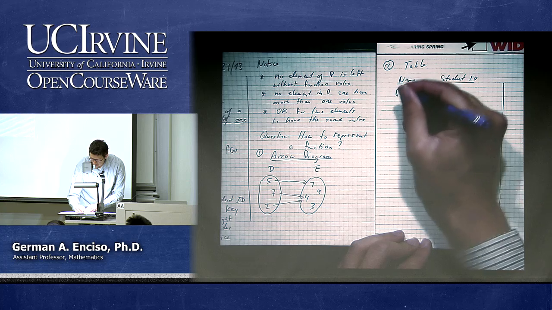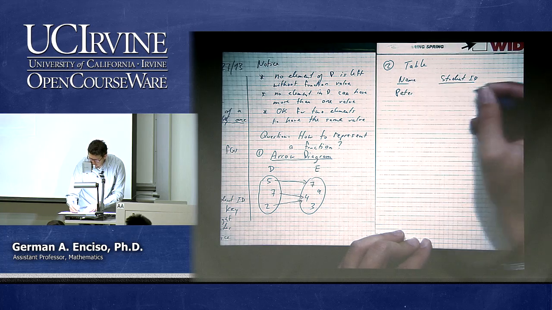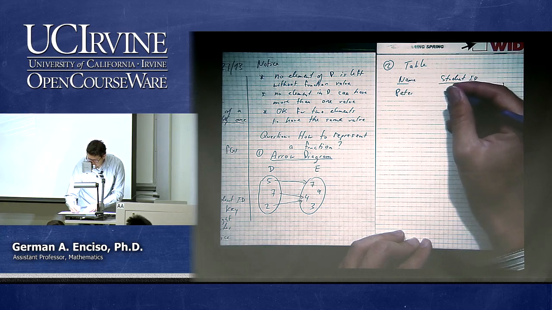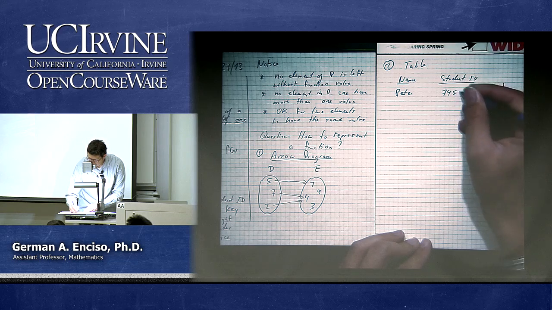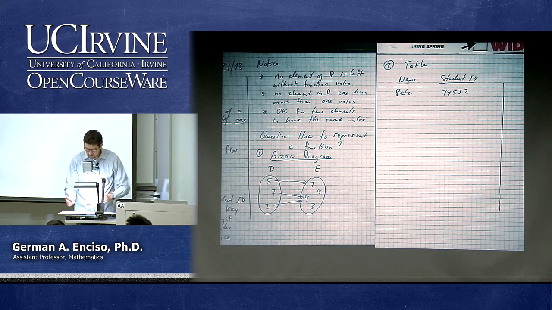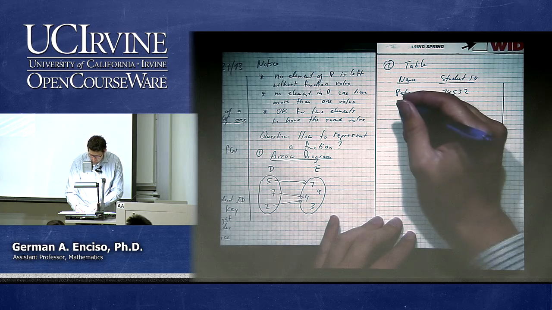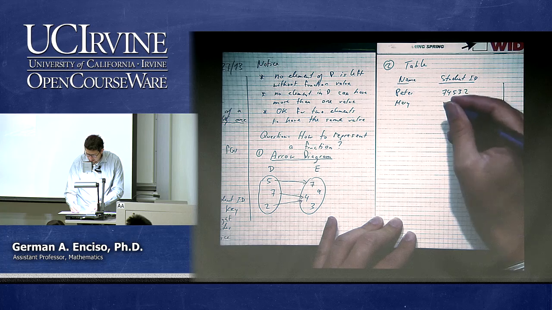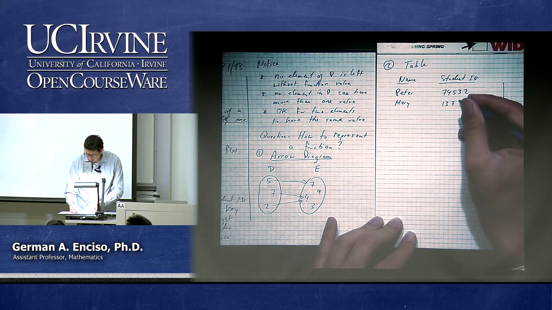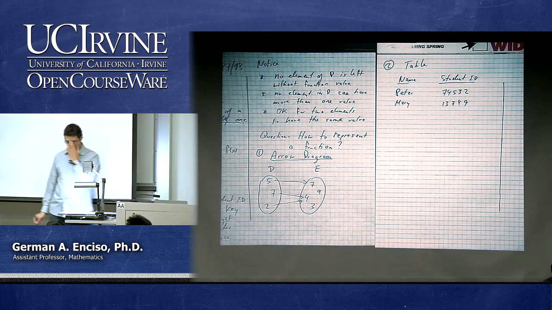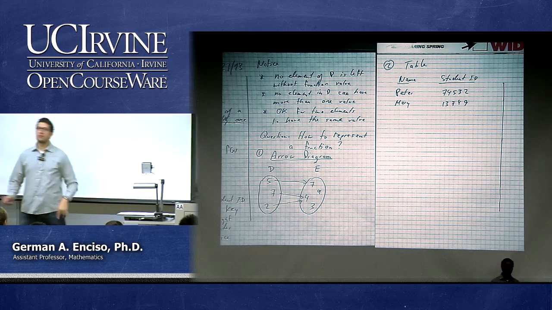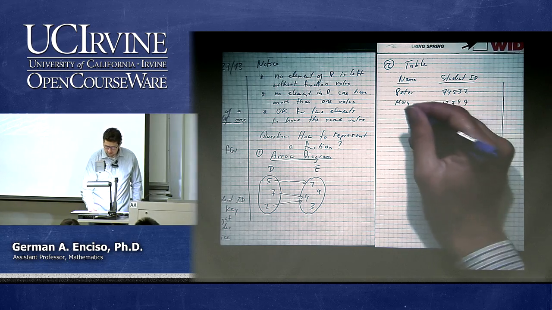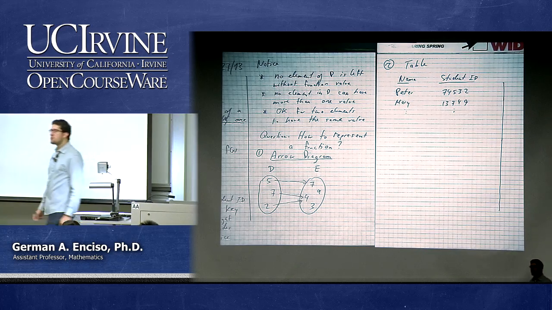So here, for example, is Peter, and the student ID is, I don't know, 74532. Okay, that's the student ID. I mean, I know it's longer, but let's just make it like that. Mary has the student ID 13749. And so on and so forth. You make a list of as many students as you want and their corresponding student ID.